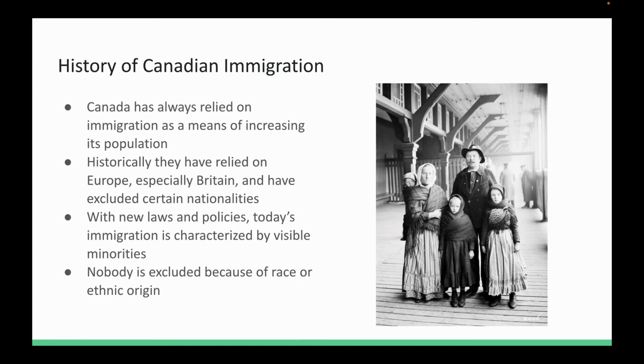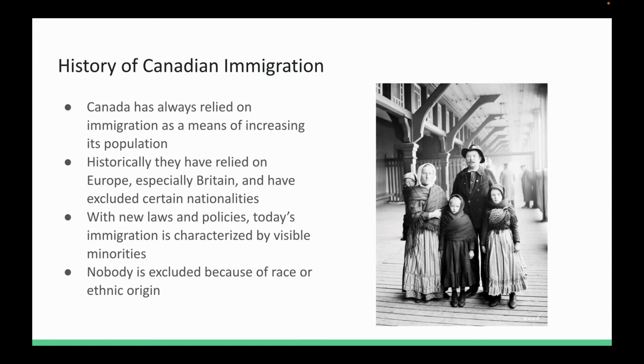And we've also learned in the past that we've excluded certain nationalities. If you've been with us for a while now, listening to my lessons and attending class, you know that Canada has restricted and excluded certain nationalities, especially that of the Chinese and from India as well. We excluded people from India. So we've got new laws and we have these policies that deal directly with immigration.